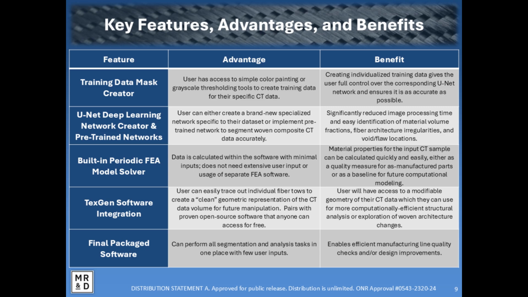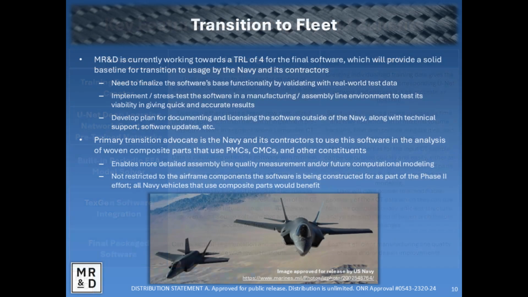Given these defining features and the progress made towards developing each one, MR&D believes that the software will achieve a TRL of 4 in a timely manner such that transition can happen soon after the conclusion of the Phase 2 effort. MR&D's continual software development will advance the final product to the point that it can be reliably used by the Navy and its contractors in the analysis of woven composite parts with carbon matrix composites, polymer matrix composites, and the like.